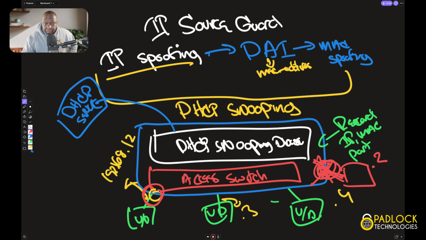Now, this brings up another issue here. If you're allowing somebody to just plug into your network and just get DHCP, that's the first problem.